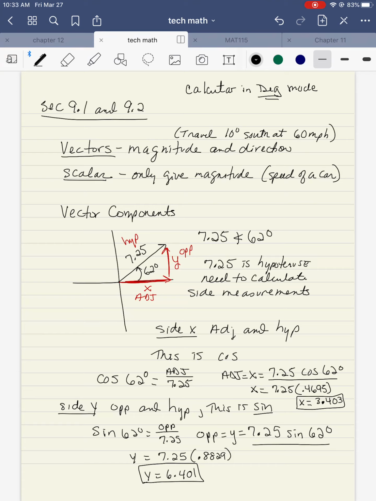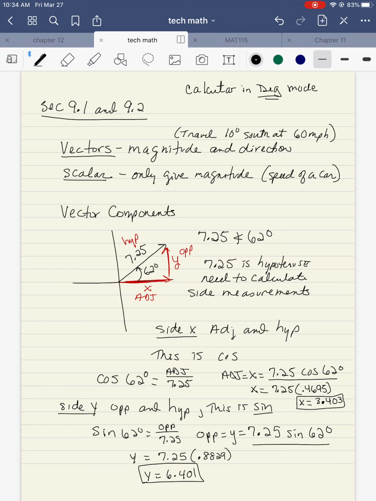A vector has components associated with it. So for instance, if I knew I had 7.25 at an angle of 62 degrees, I could write that showing the length as the hypotenuse of the triangle at 7.25. The angle is from the x-axis, again always positive angles, 62 degrees. So 7.25 is the hypotenuse, and you would need to calculate the side measurements. Notice the sides in red. The x side, according to angle 62, is the adjacent side. The y side, again with respect to angle 62, is the opposite side.